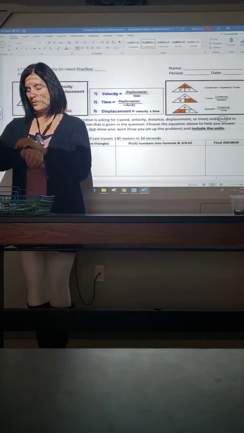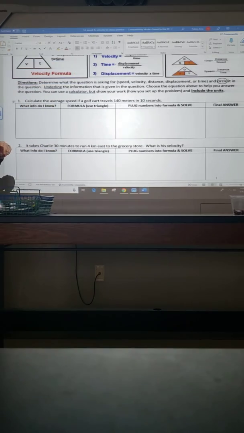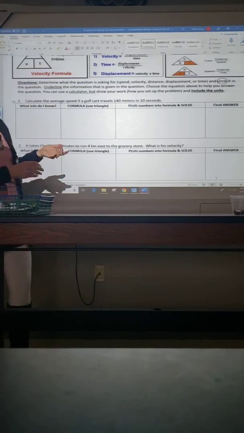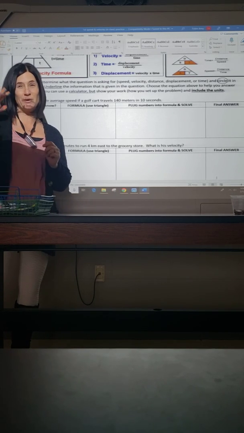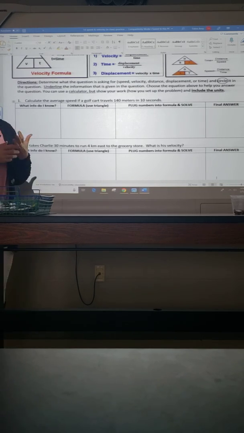All right, so let's take a look. The directions say determine what the question is asking for, whether it's speed, velocity, distance, displacement, or time. So really we have 5 things we could be solving for. We're going to circle it in the question, and then we're going to underline the information that's given, and then we have to choose the equation.